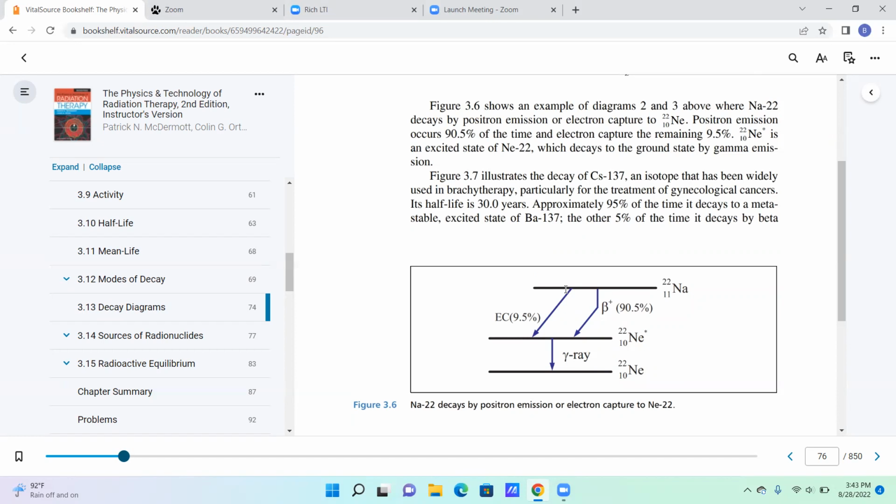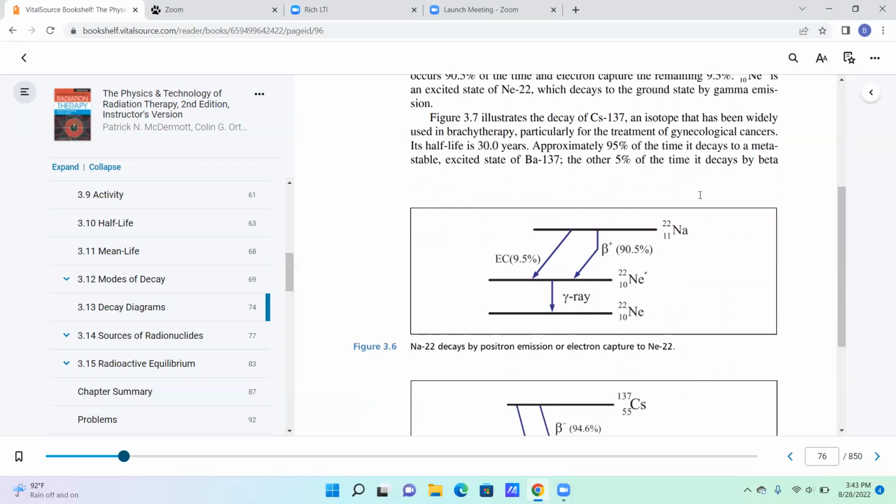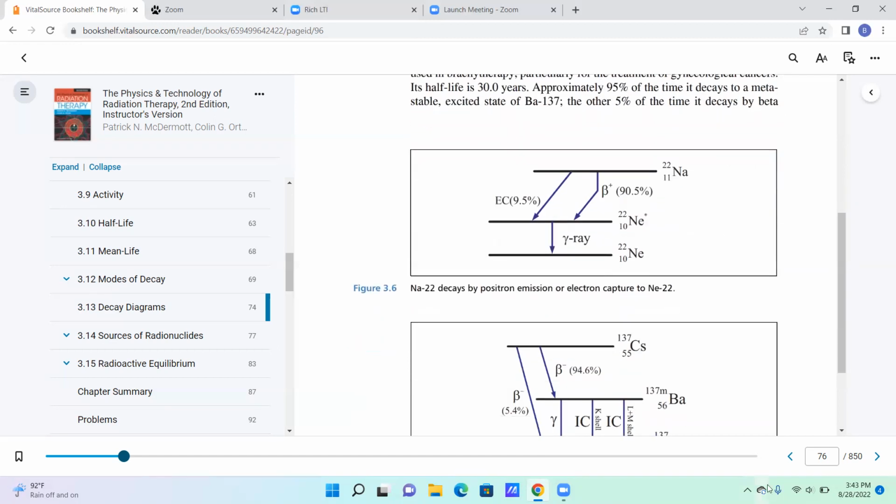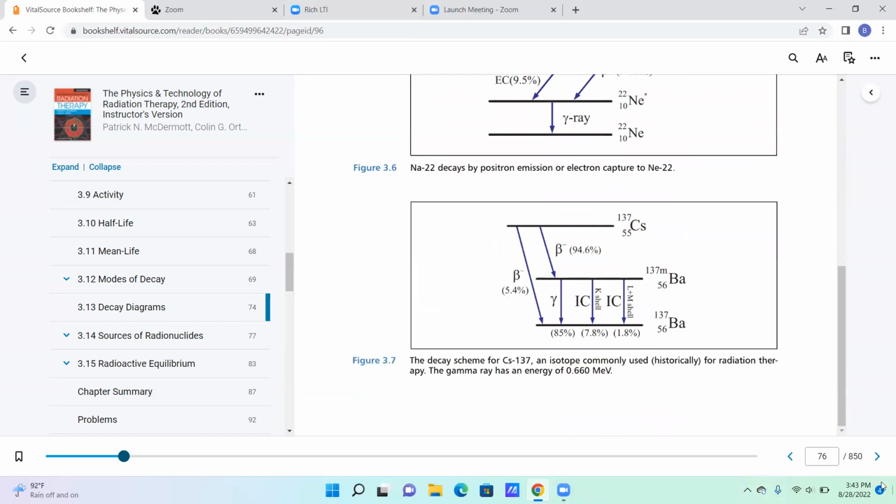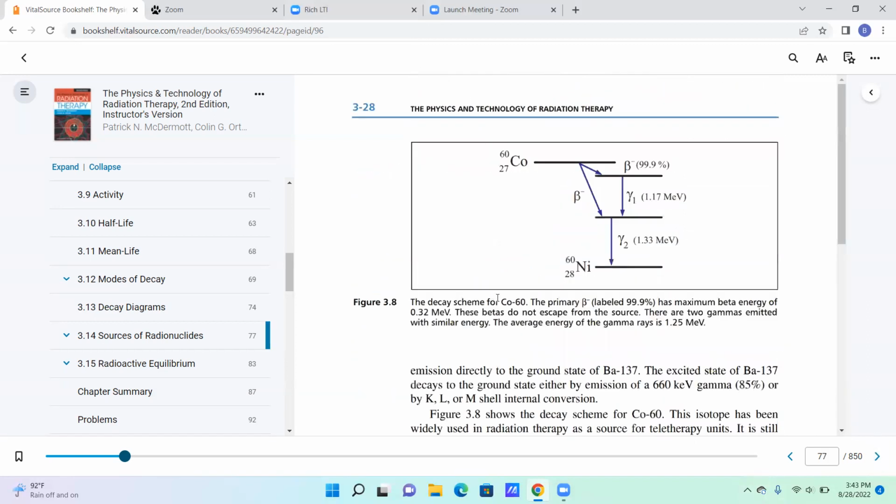Figure 3.7 illustrates the decay of cesium-137, widely used in brachytherapy. Its half-life is 30 years. Approximately 95% of the time, it decays to a metastable excited state of barium-137. In the other 5% of the time, it decays by beta emission directly to the ground state of Ba-137.